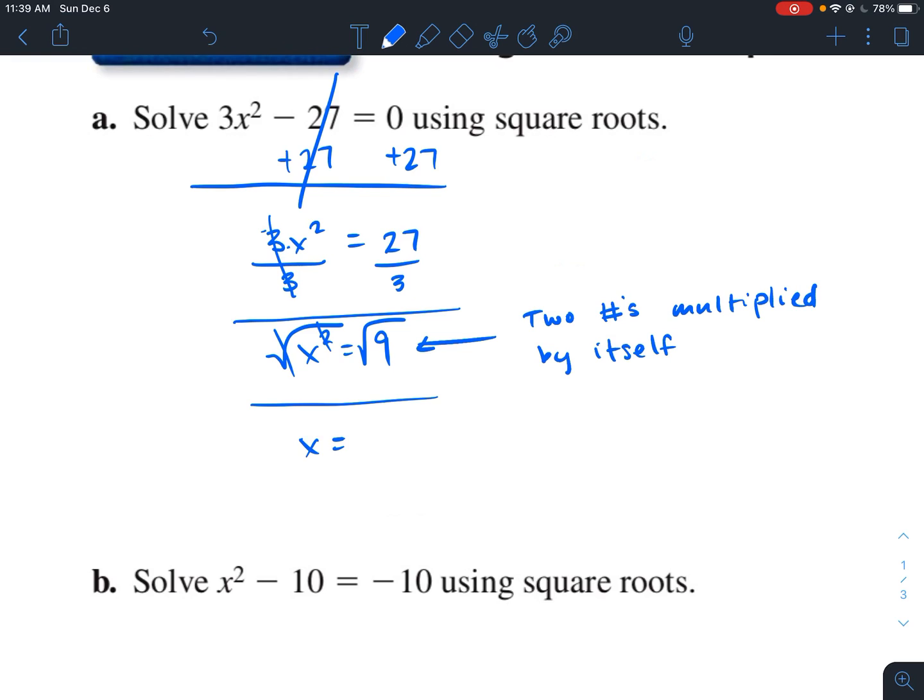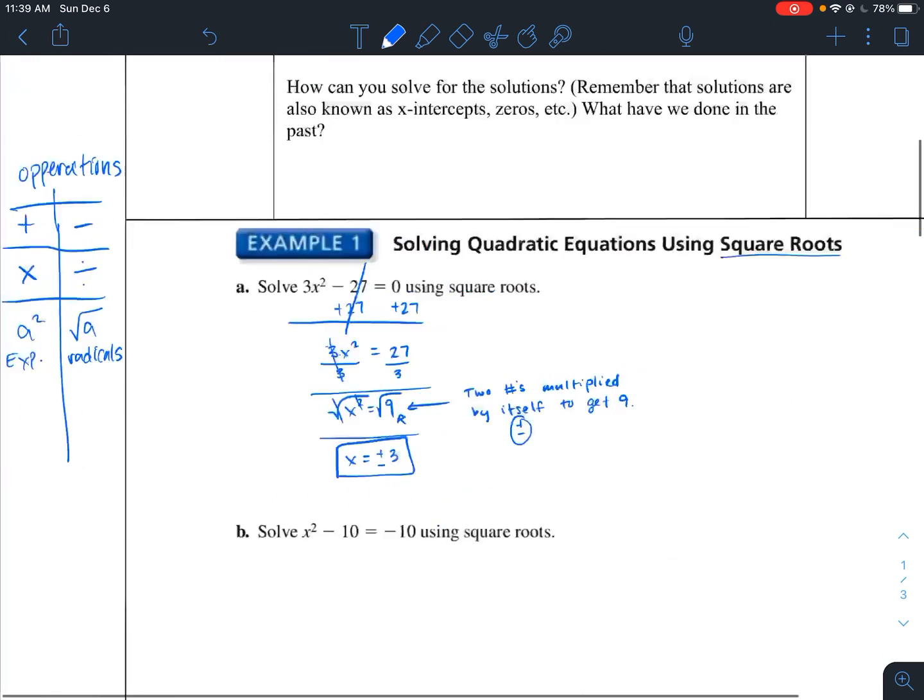Two numbers multiplied by itself to get 9. So there's actually two numbers that could be plus or minus. Whenever you take the square root of a positive number, you get both the positive and the negative. So plus or minus 3 is the answer. Okay, so we got two solutions.